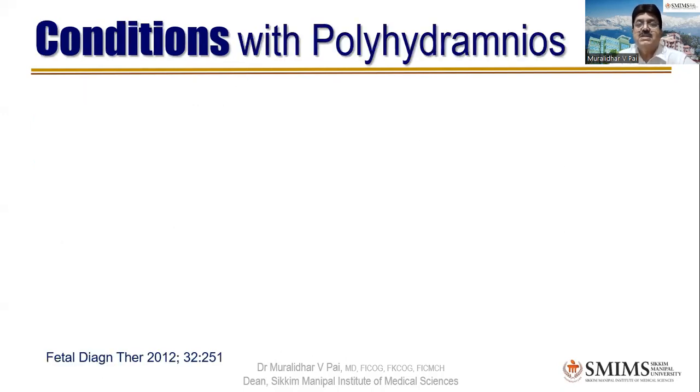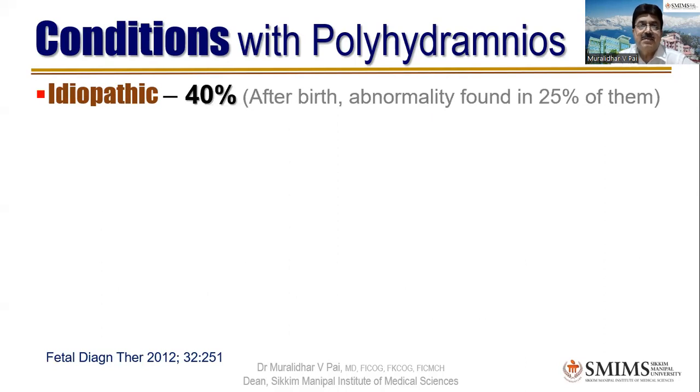What are the conditions that give rise to polyhydramnios, or conditions associated with polyhydramnios? It's idiopathic in 40%. Having said that, after birth, abnormalities are found in 25% of this 40%. That means in total 10%, you can still make out the problem or abnormality. Finally, 30% remains idiopathic, whether before birth or after birth.